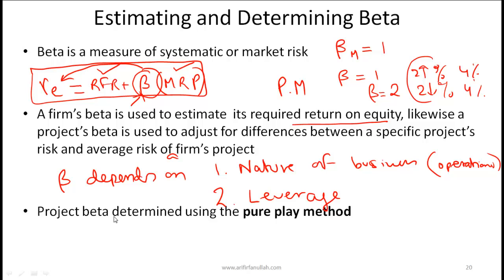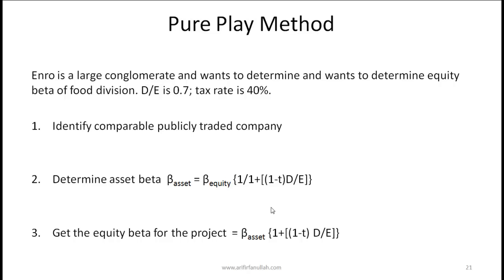Now what we are going to see on the next slide is how we can figure out a project beta or a divisional beta. The method that is used is called the Pureplay Method, and let's see how this goes. To understand this better, let's look at it in the context of a large company called Enro, which is a conglomerate. So it has many different businesses under its fold. And let's say that Enro is a public company, so it has a publicly traded stock. But Enro has a food division, and for various reasons, the senior management at Enro wants to figure out the beta for the food division.